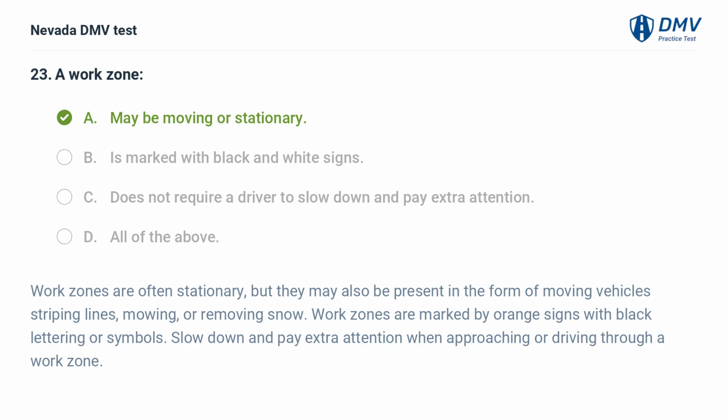A. May be moving or stationary. Work zones are often stationary, but they may also be present in the form of moving vehicles striping lines, mowing, or removing snow. Work zones are marked by orange signs with black lettering or symbols. Slow down and pay extra attention when approaching or driving through a work zone.